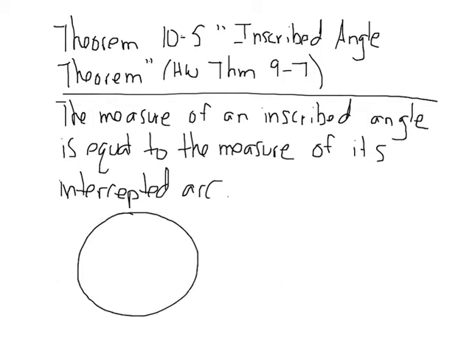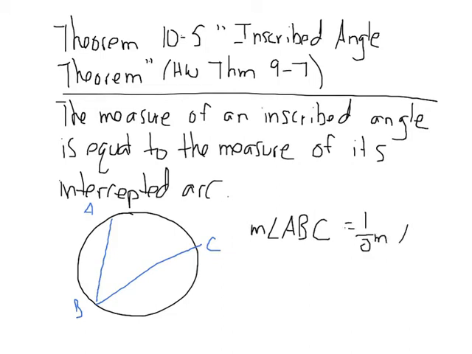So in this circle, here's angle ABC. What we're saying is the measure of angle ABC is equal to 1/2 the measure of arc AC. Remember that the measure of an arc is measured in degrees. So if the measure of arc AC is 60 degrees, then the measure of angle ABC is going to be 30 degrees.